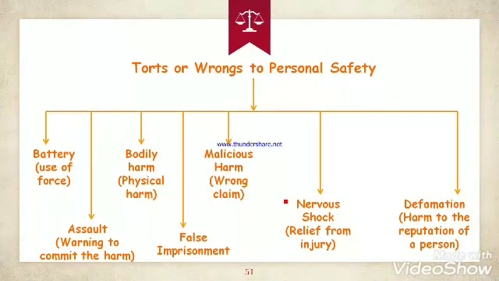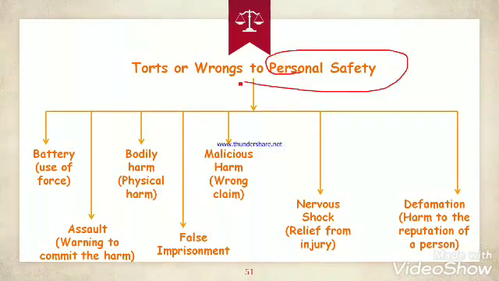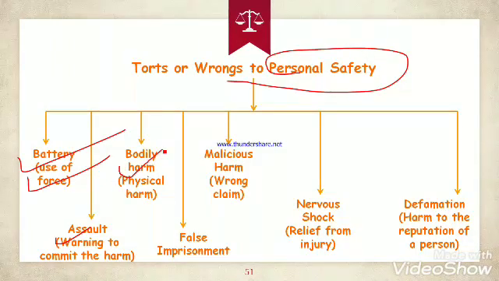Now let's talk about torts or wrongs to personal safety. Personal safety means the right of an individual to be safe and to protect himself. The first one is battery. Battery means use of force to threaten someone. Assault means I have not harmed anyone but am still giving a warning to harm. It will be considered under assault. The third one is bodily harm, meaning physically harming someone, like murdering someone. Now this is very important.